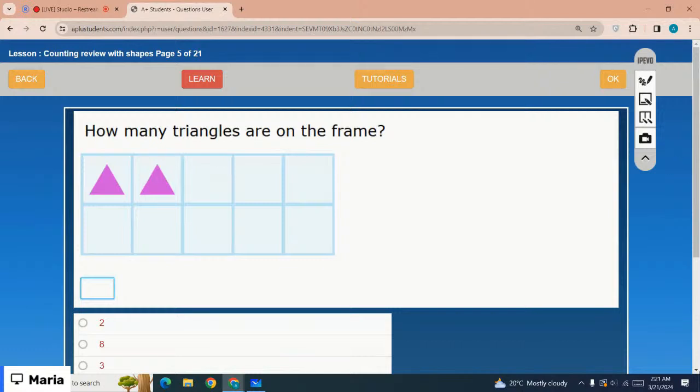How many triangles are there on the frame? The correct option is only 2 triangles. The correct option is 2.